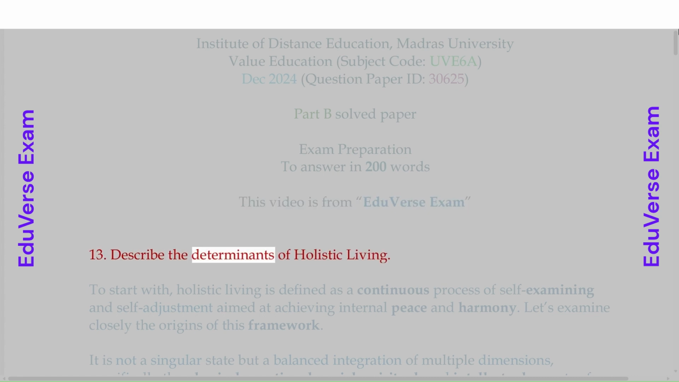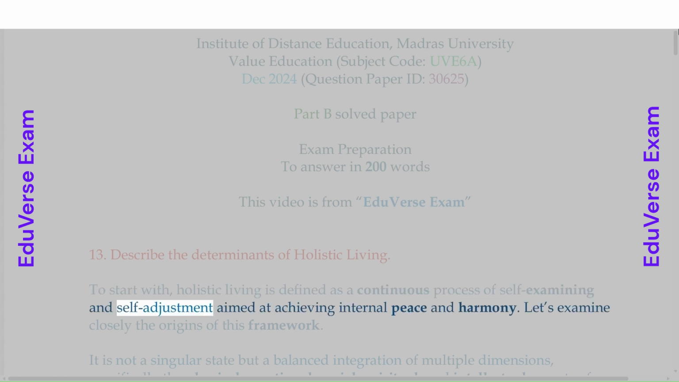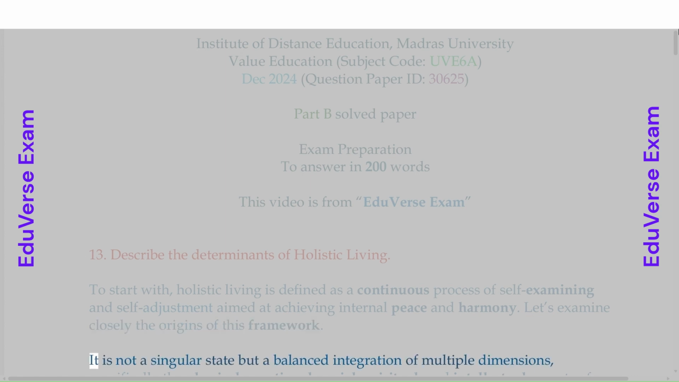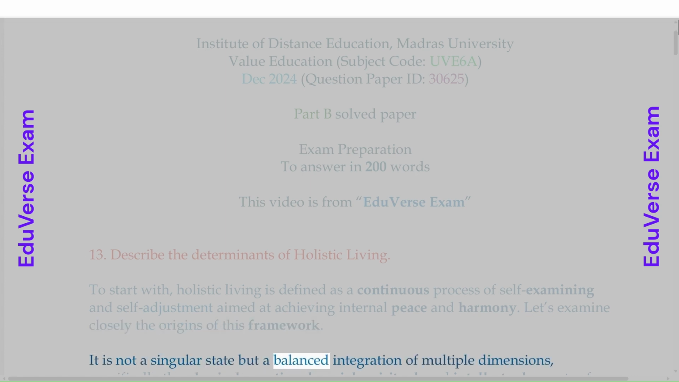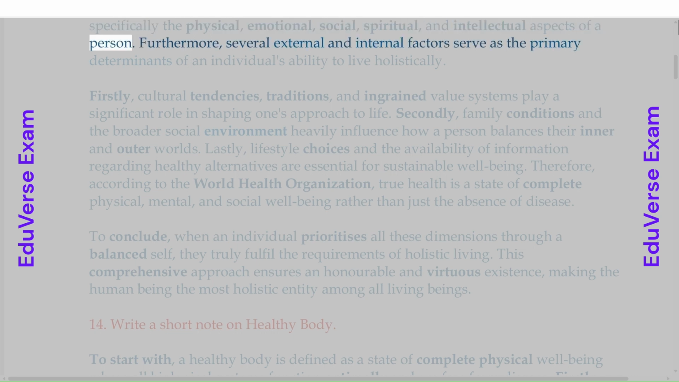13. Describe the determinants of holistic living. To start with, holistic living is defined as a continuous process of self-examining and self-adjustment aimed at achieving internal peace and harmony. Let's examine closely the origins of this framework. It is not a singular state but a balanced integration of multiple dimensions, specifically the physical, emotional, social, spiritual, and intellectual aspects of a person.